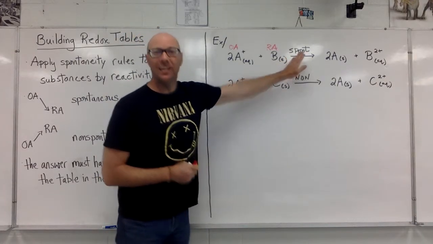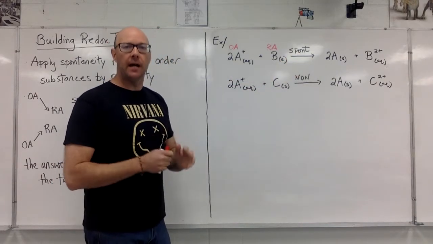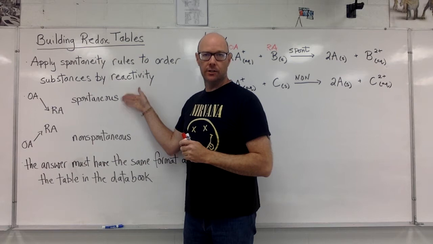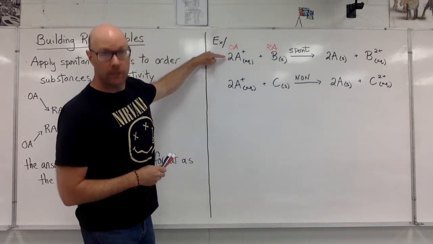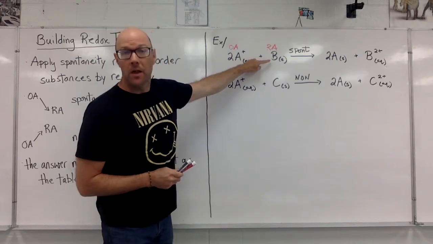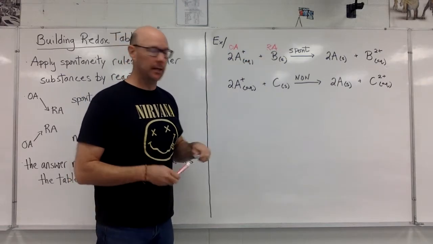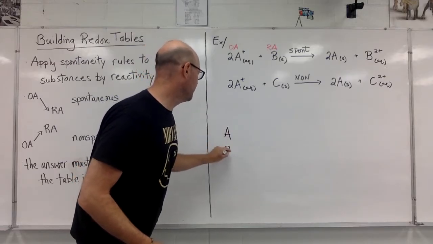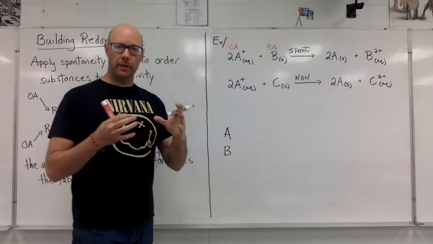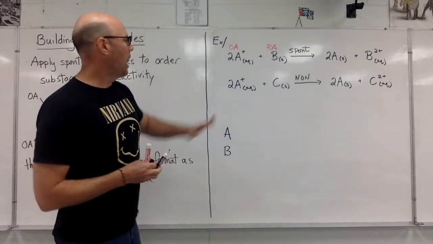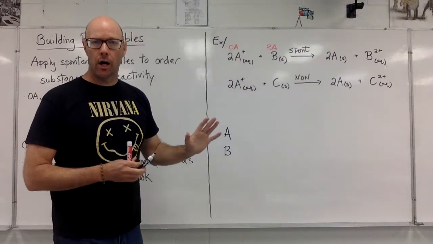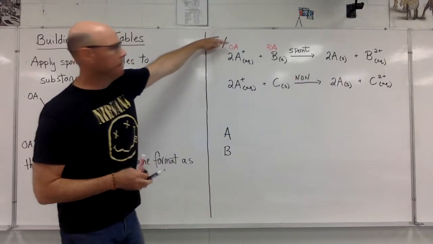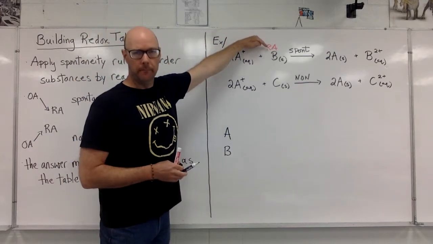This reaction, I'm being told, is spontaneous. Because it is spontaneous, the oxidizing agent is going to be higher than the reducing agent. This means that A, the oxidizing agent, is higher than B in the table that we're going to build. This says that A is higher than B. That's all I'm doing. I'm not putting down any half reactions yet. I'm not worried about whether there's a charge or not. It's just that A is higher than B. It's the oxidizing agent, A, is higher than the reducing agent, B.